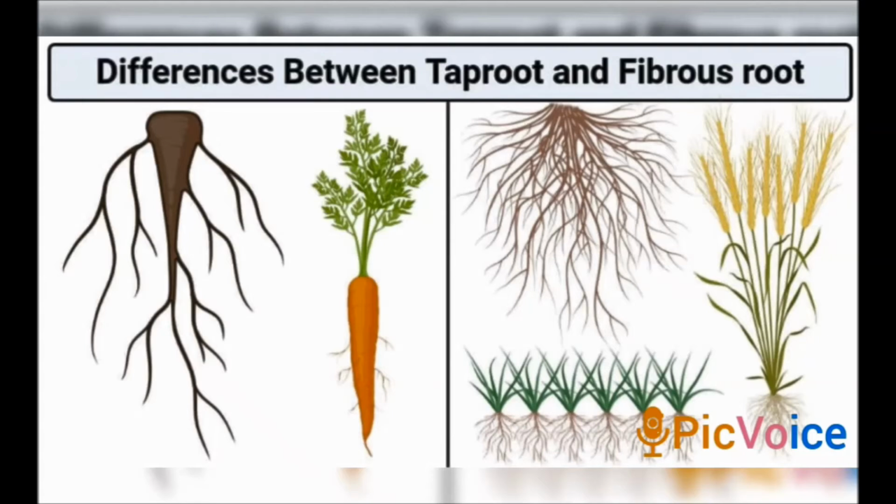But the fibrous root system will be having many fine hair-like roots that form a thick mat below the ground surface. So this is about the difference between taproot and fibrous root. Examples of taproot are carrot, beetroot, radish, etc. And examples of fibrous root are grass plant and coconut tree. These are examples of taproot and fibrous root, children.